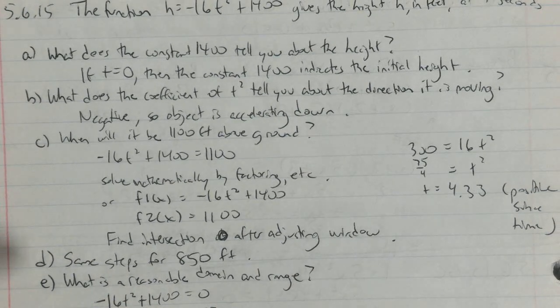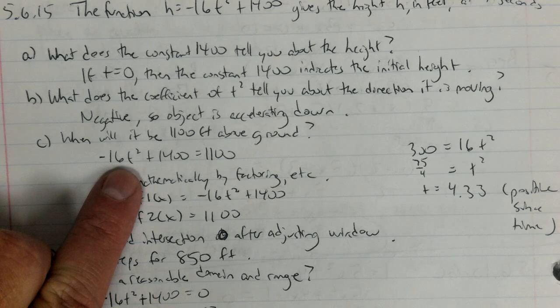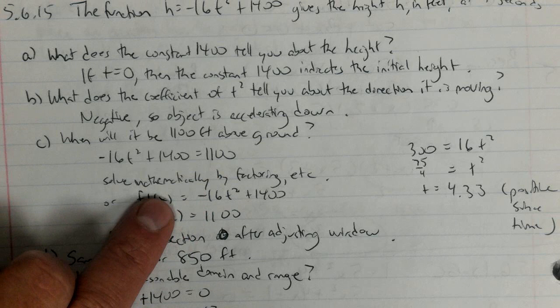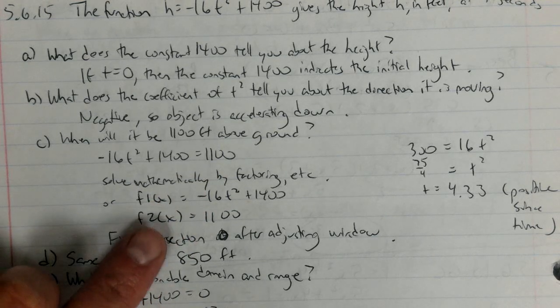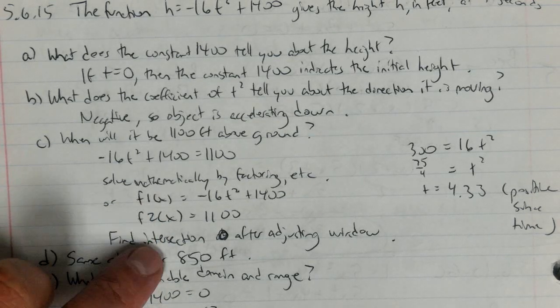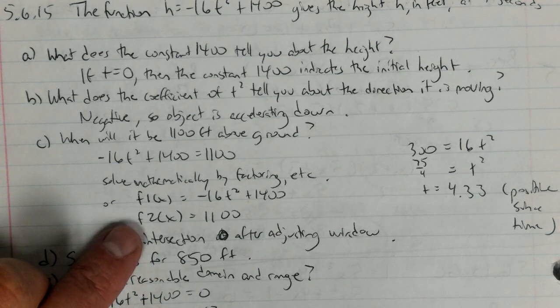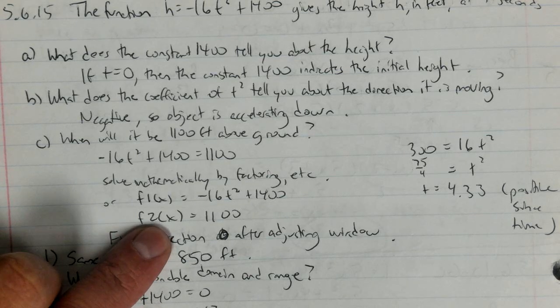The next one says, when will it be 1100 feet above the ground? So what you would do is say the -16 t squared plus 1400 equal 1100. Solve it mathematically by factoring or whatever you want to do. If you want to graph it, you could set the left side as F1, the right side as F2, and then find the intersection after adjusting your window. So that sometimes takes a little bit longer because you're dealing with the thousands.